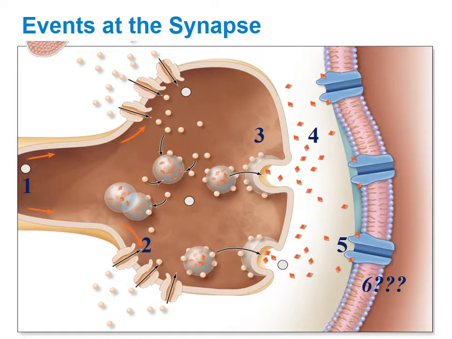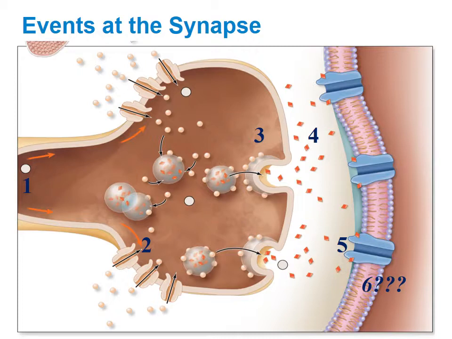Step 3. The influx of calcium triggers exocytosis of vesicles that contain chemicals called neurotransmitters. Step 4. The neurotransmitter diffuses across the synaptic cleft space from the presynaptic membrane over to the postsynaptic membrane. Step 5. The neurotransmitter will bind its receptor, which is a ligand-gated channel.